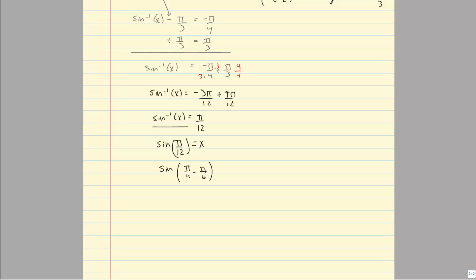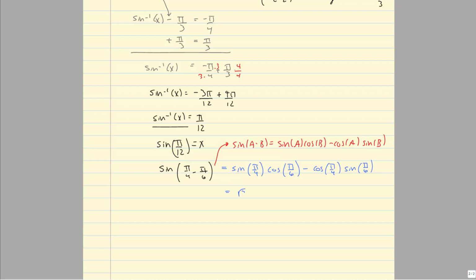And then this should seem familiar. This is the formula that we would use, something like the sine of a minus b. And from your formula sheet, this is sine a cosine b minus cosine a sine b. So that's what we're going to do here, is we're going to plug in these values of pi over 4 and pi over 6 into the formula. So this is equal to the sine of pi over 4 cosine of pi over 6 minus the cosine of pi over 4 sine of pi over 6.